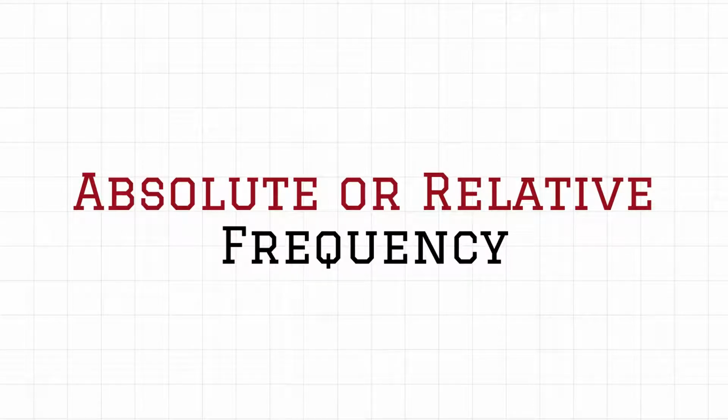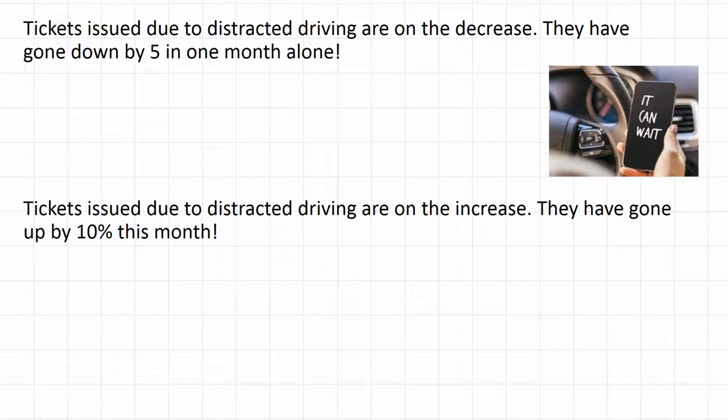In this lesson, you're going to learn about the difference between absolute and relative frequency. So let's take a look at two headlines related to distracted driving. The first one, tickets issued due to distracted driving are on the decrease. That sounds promising. They have gone down by 5 in 1 month alone.